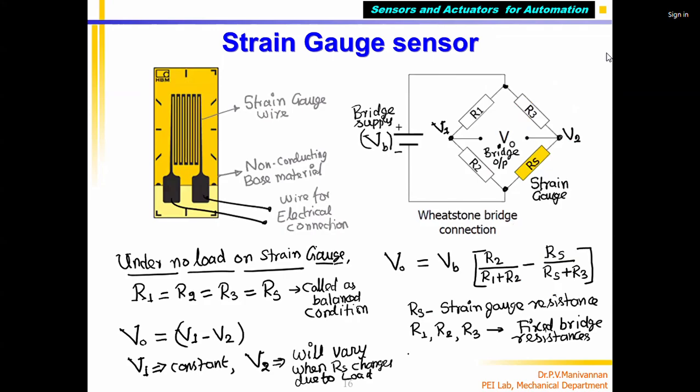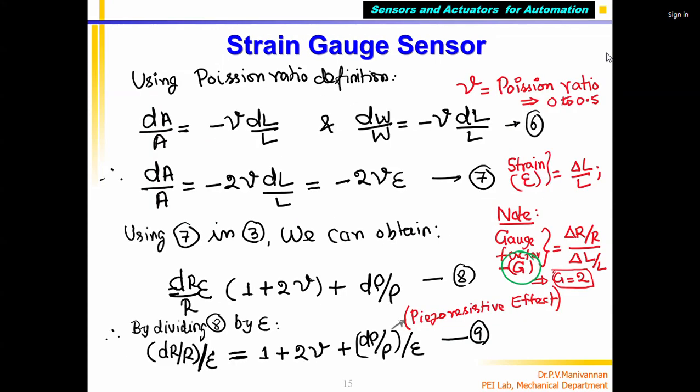Sorry to interrupt, sir. On the first line also dA by A is there. The second line is also dA by A. But there is a difference. Epsilon is there, but in the below one, 2 epsilon is there, sir.